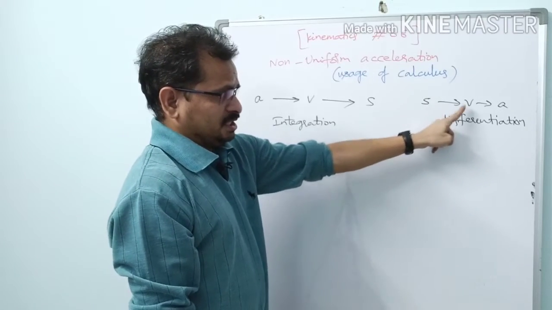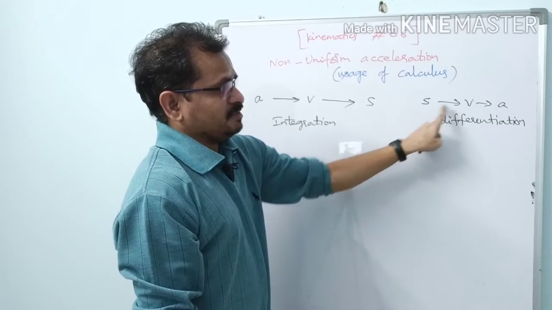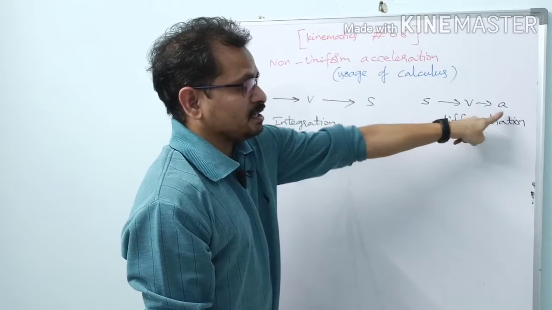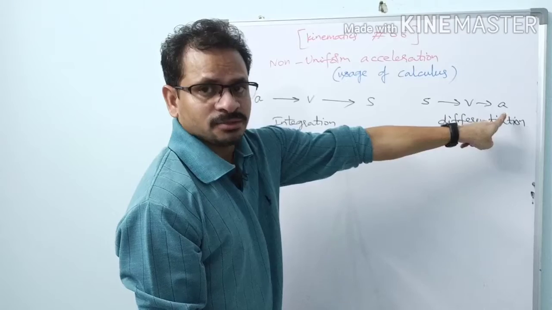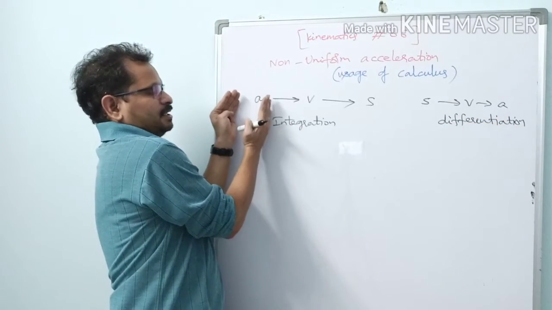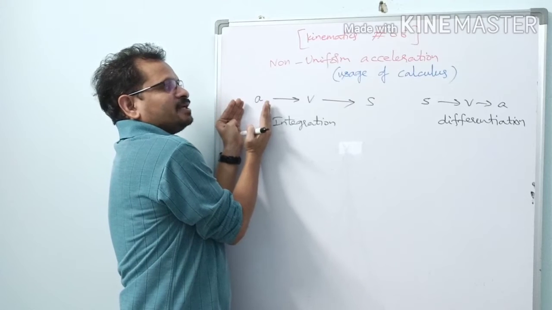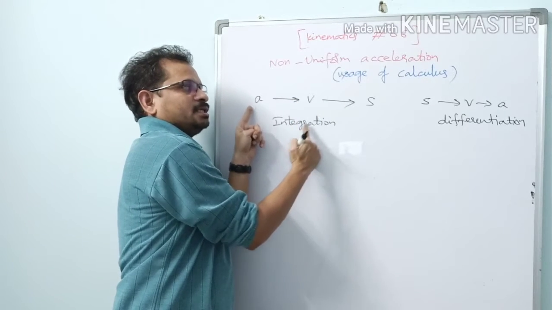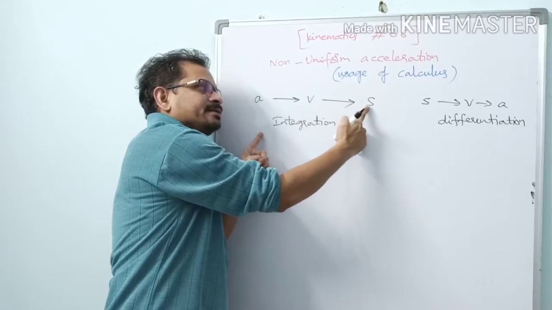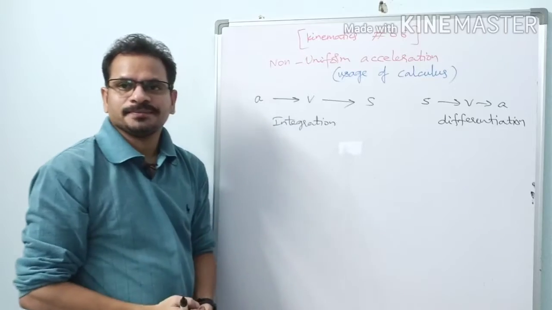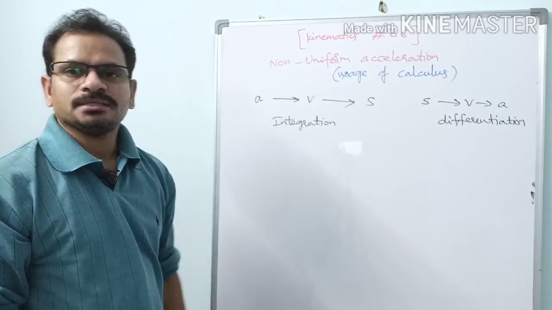So if displacement is given and velocity is asked, and if velocity is given and acceleration is asked to find, then we have to use differentiation. Now in this case, if acceleration is given to us and velocity is to be found, we have to use integration. If velocity is given and the displacement has to be found, we have to use the integration method. So this is the reverse order.